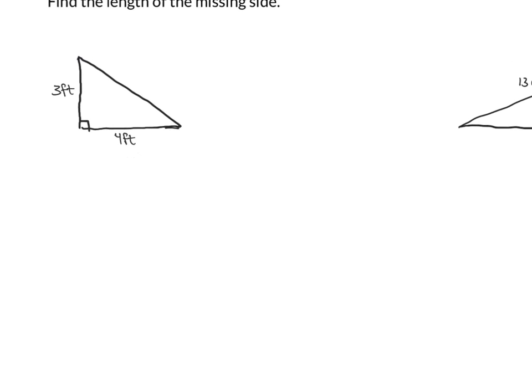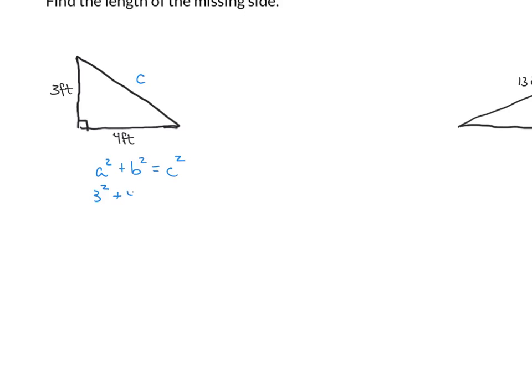So for the first example, we have a right triangle. We have 3 and 4 as our sides. And notice that we are missing the hypotenuse. This is our c value. So in order to find the missing side, we're going to use our Pythagorean theorem. And we want to plug 3 and 4 in for a and b. So we get 3 squared plus 4 squared equals c squared. All right, if we go ahead and simplify, 3 squared is 9. 4 squared is 16. And if we add these two things together, we get 25.